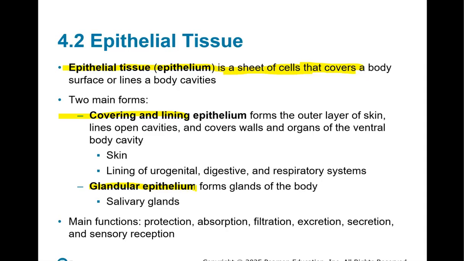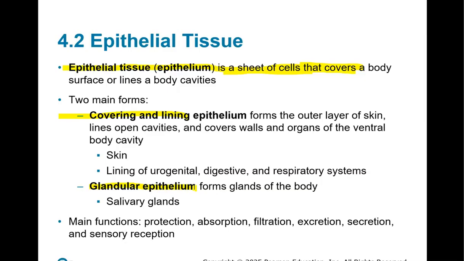Functions of epithelial tissue can be protection. If there's many layers of epithelial cells, then that will be for protection. Like the epidermis of your skin is composed of many, many layers of epithelial cells. Some epithelial tissue functions in absorption, filtration, excretion, secretion, which are very closely related. And excretion is referring to waste. Secretion is the same process of exocytosis, but it's referring to the release of a product from the cell that's designed for somewhere else in the body.